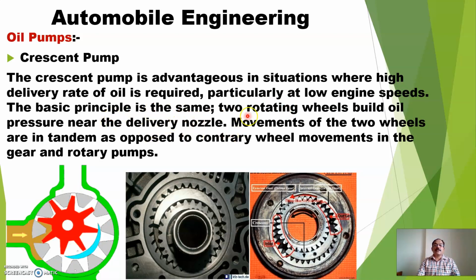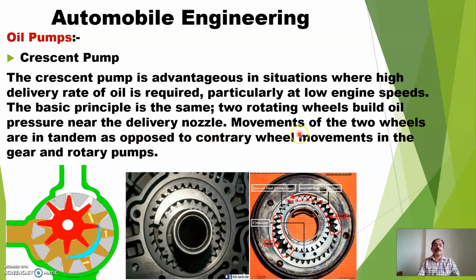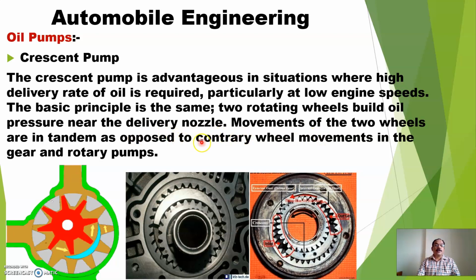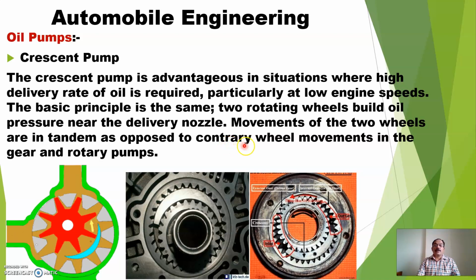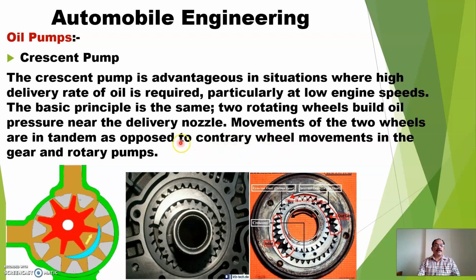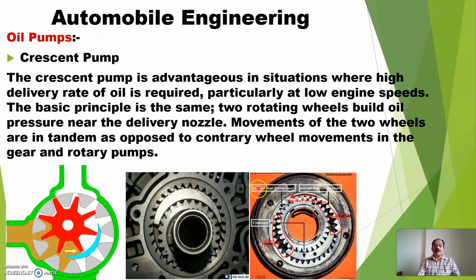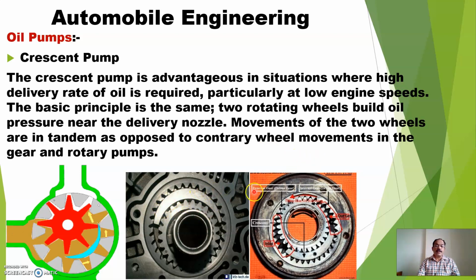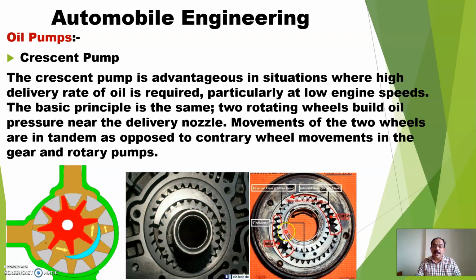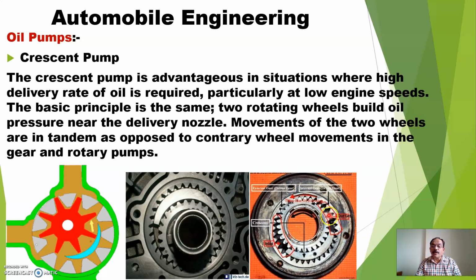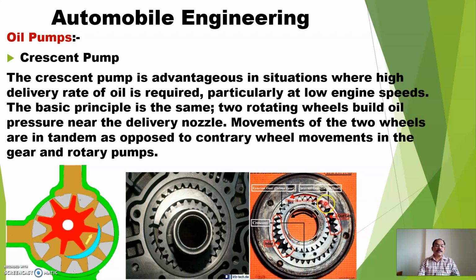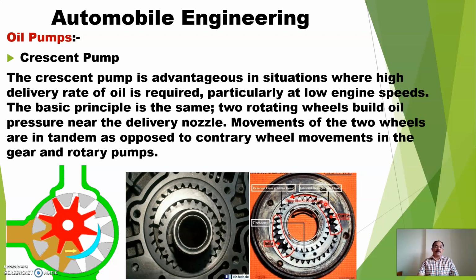The basic principle is the same. Two rotating wheels build oil pressure near the delivery nozzle, and movements of the two wheels are in tandem as opposed to the contrary wheel movements in the gear and rotary pumps. So this is Crescent. This type of Crescent is available. So this is inlet and this is the outlet of the pump. So inlet, and these are the pumps used in your system.